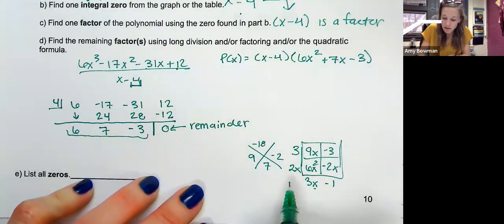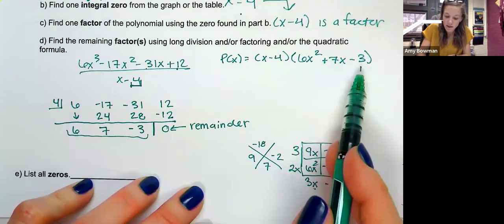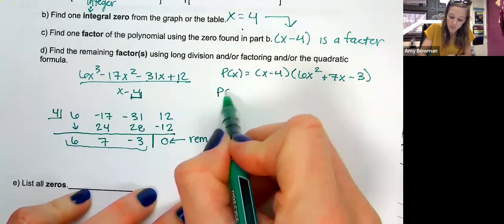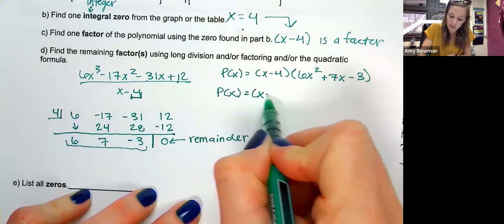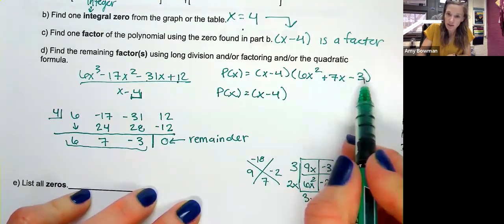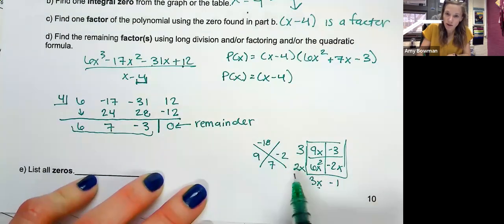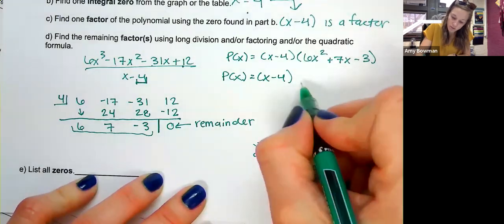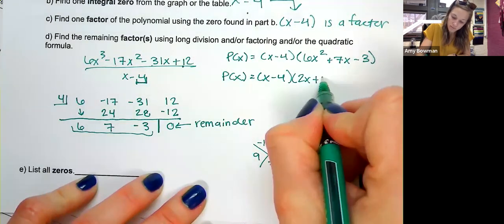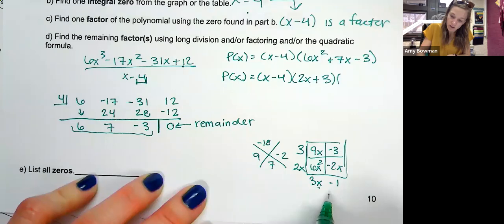So now I've just factored this quadratic, and now I've got the final factored form of p of x. So we've got x minus 4 times the way my quadratic factors, so 2x plus 3, and 3x minus 1.